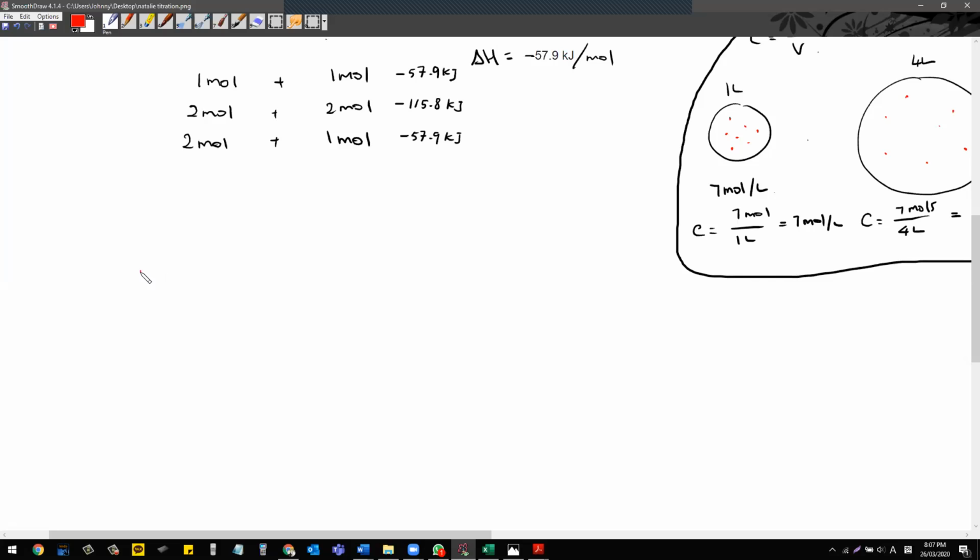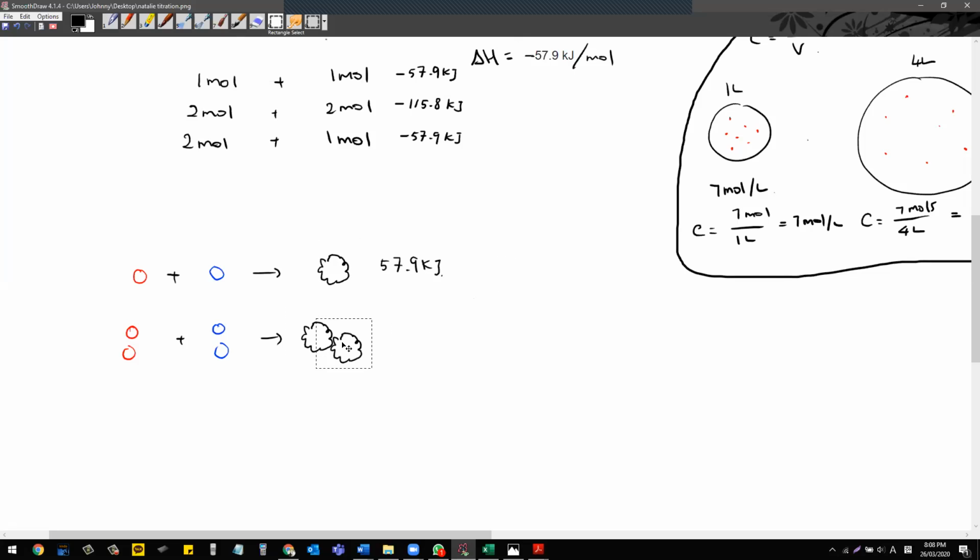Let me give you an analogy for that. Let's say this is acid. Let's say 1 acid plus 1 base will give you this much energy, 57.9 kilojoules. Now, if I have 2 of this and 2 of that, they will neutralize and give me 2 of those.